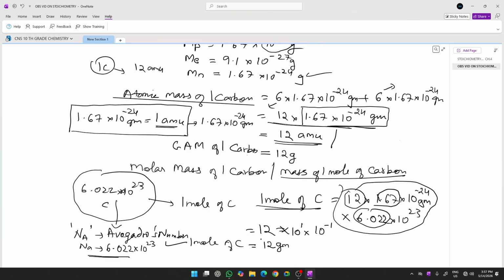12 grams. 12 gram is a little big value compared to 1.67 into 10 raised to minus 24 gram. So this is the mass of one atom of carbon, which is known as atomic mass, and this 12 gram is the mass of 1 mole of carbon. 1 mole of carbon means 6.022 into 10 raised to 23 atoms taken together will give you 12 grams.